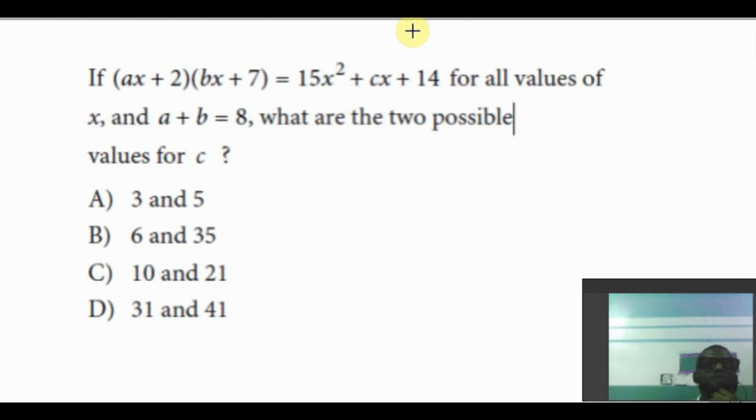If ax plus 2 into bx plus 7 is equal to this for all values of x, and a plus b equals this, what are the two possible values of c? Okay, in this case I need to expand this and compare to this. Let's see what I will get. Now ax times bx will give me abx squared, plus ax times 7 will give me 7ax, plus 2 times bx will give me 2bx, plus 2 times 7 will give me plus 14.